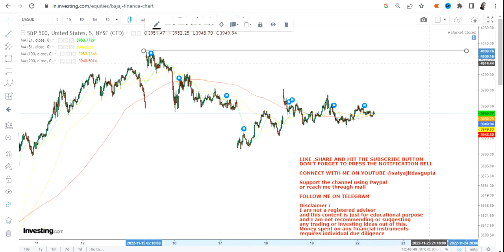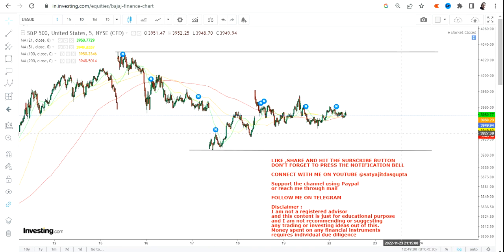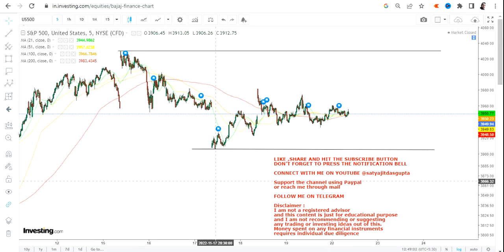Now remember that because we are analyzing the chart on a daily basis, we have to see how the trend or how the price moves in a particular session and how fast or random the moves are.